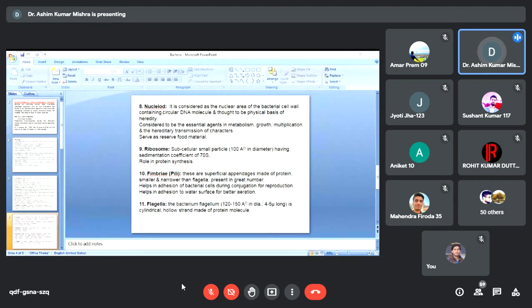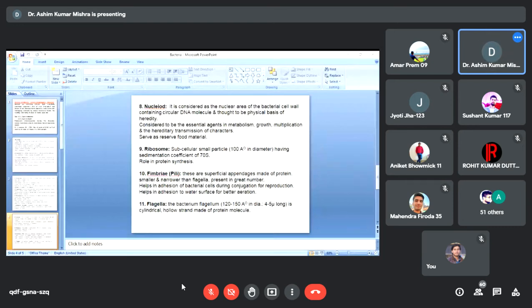Then ribosome. As I told, one is 70S, one is 80S. Where is 80S present? Eukaryotes. Sedimentation coefficient, how is it determined? By centrifugation technique.